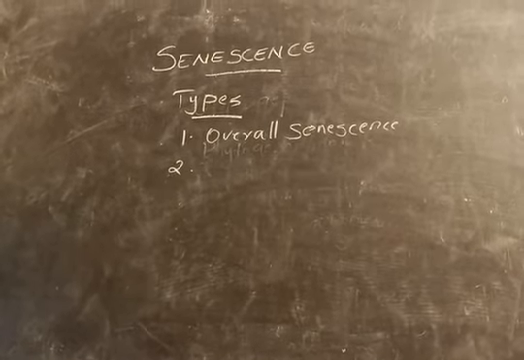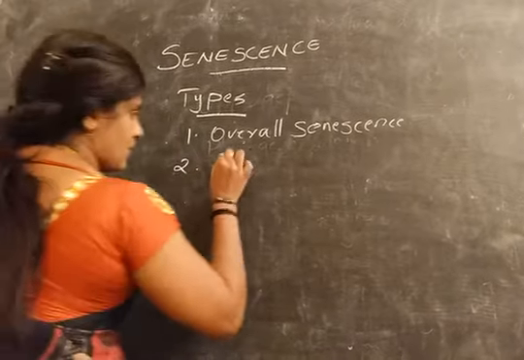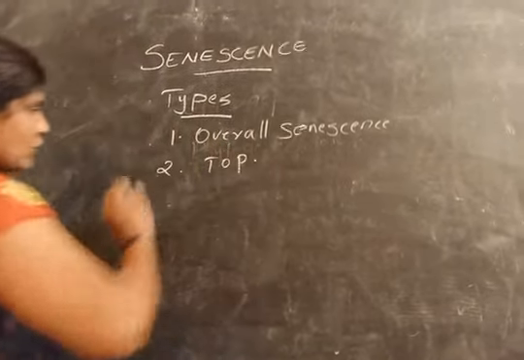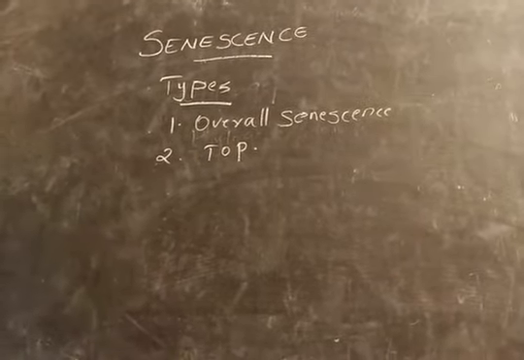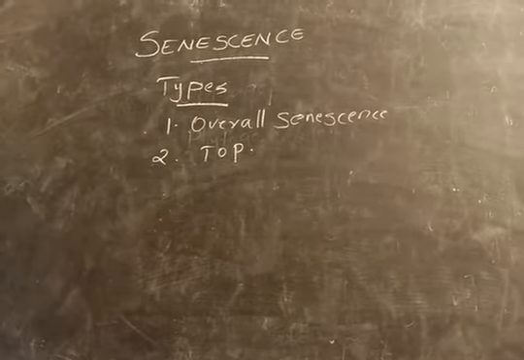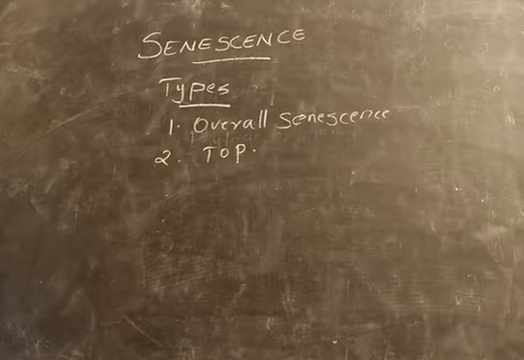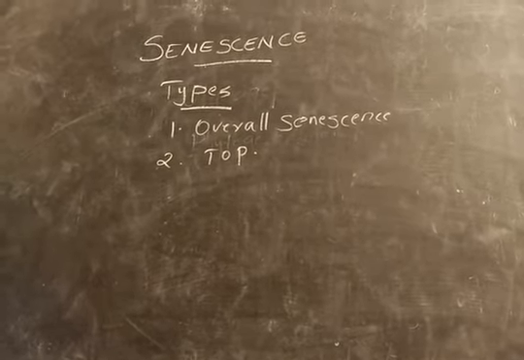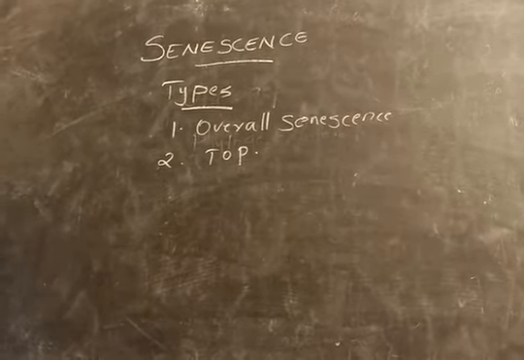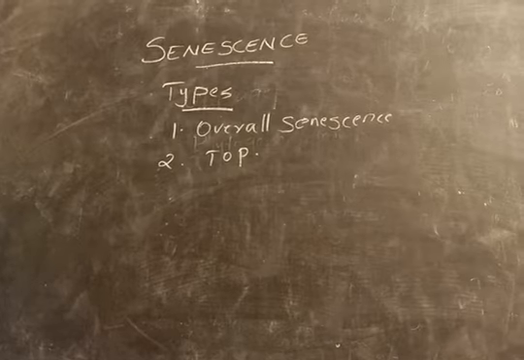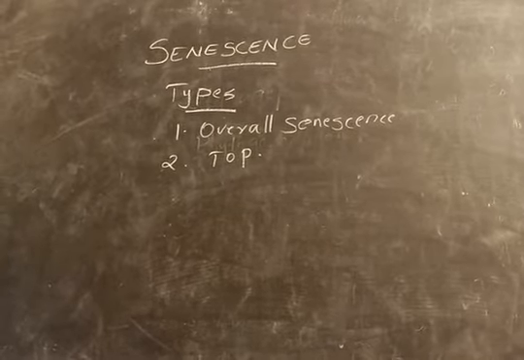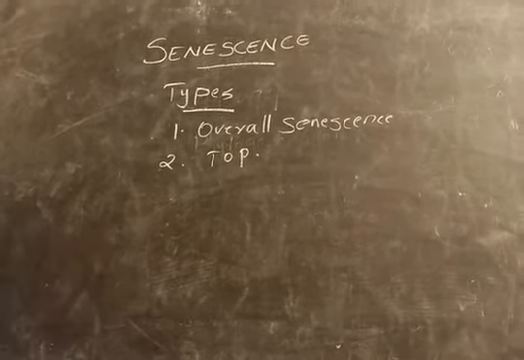The second one is top senescence. Top senescence means the aerial part of the plant is affected and senescent. Examples are banana, gladiolus, etc. The third one is deciduous senescence.